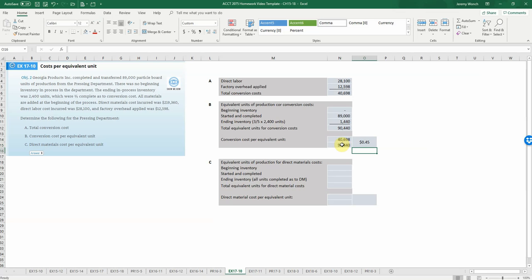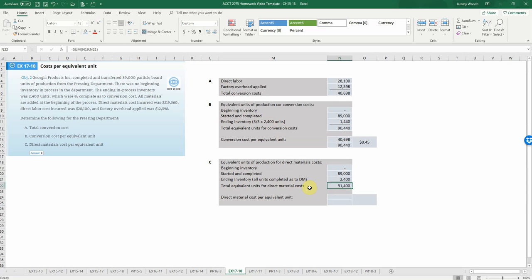So now in part C, it wants the direct material cost per equivalent unit. Same idea behind this one. Beginning inventory was 0, finished and completed was 89,000, and in our ending inventory we still have 2,400. However, since direct materials are added all at the beginning, all the direct material has been added. There's not going to be any more added later, so we don't have to reduce it. We just use that full 2,400.